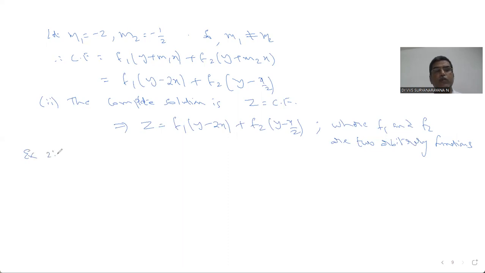Now example number 2. Now let us take an equation. We'll consider a third order equation. Okay. In which out of the three roots, two are equal and the third one different. We can take such an example also. Okay. So let us take one example where out of the three roots, two roots are equal and the third one is different. Okay.